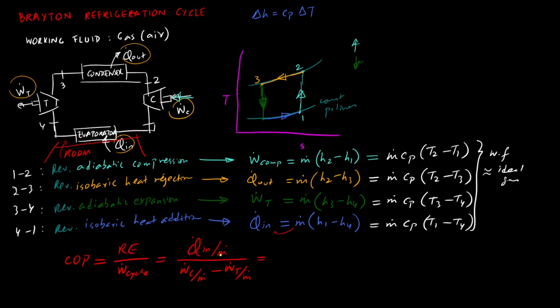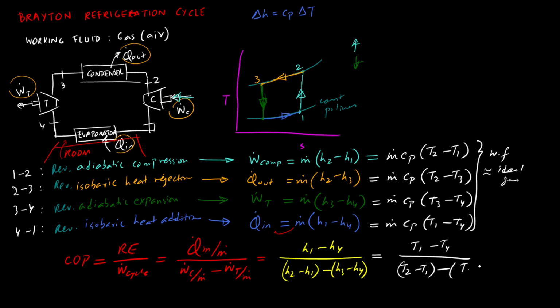And so I could write this in terms of enthalpies, which will be H1 minus H4 divided by H2 minus H1 minus H3 minus H4. But again, if I was treating my working fluid as an ideal gas, then all of these could be replaced by temperature, because m dot and Cp would get cancelled out in the denominator and numerator. So it's going to be T1 minus T4 divided by T2 minus T1 minus T3 minus T4.